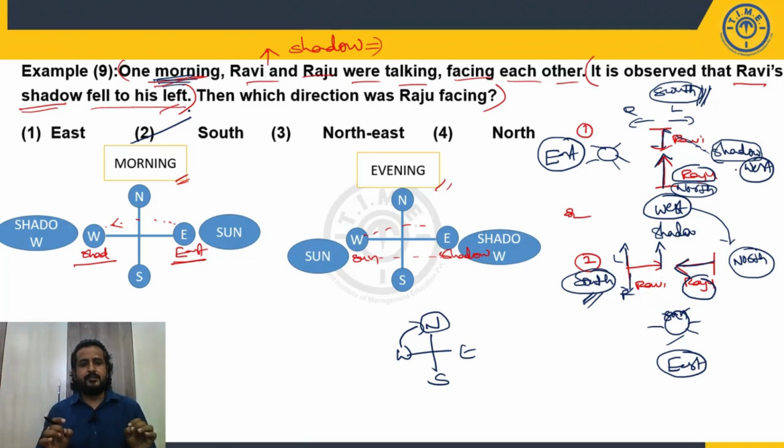The only important thing is, if it is morning, the sun will be in the east, and the shadow will be in the west. If it is evening, the sun will be in the west, and the shadow will be in the east. So place the persons first, and basing on the shadow, decide the directions. Fine. So this is about shadow model questions. I hope it is clear. So please note this down.